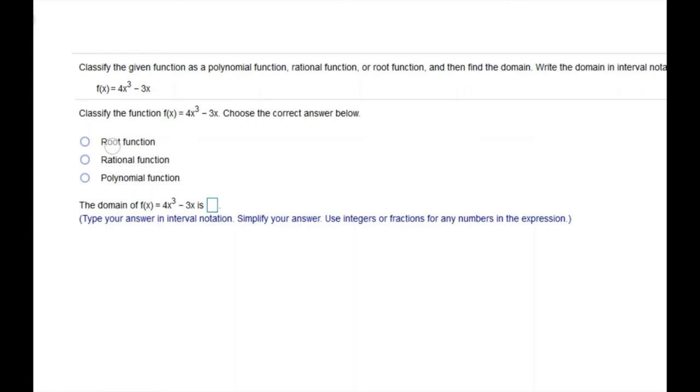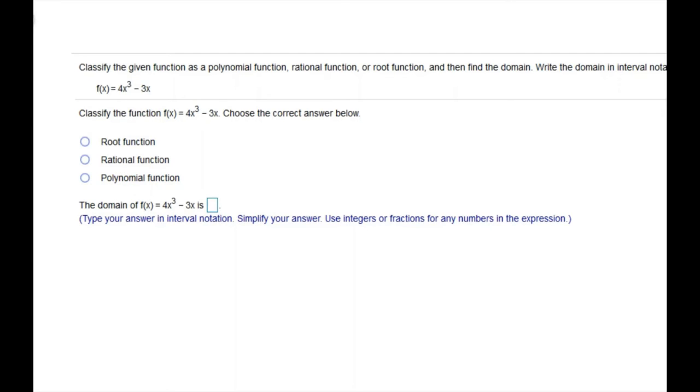A root function, or sometimes called a radical function, will have a radical in the equation. So it'll have like a square root or a cube root. A rational function is a function where you would have a fraction, and that fraction would have a variable in the denominator. And then finally, a polynomial function. Polynomial functions don't have radicals or fractions. Well, they might have a fraction in the coefficient, but you wouldn't have a variable in the denominator.